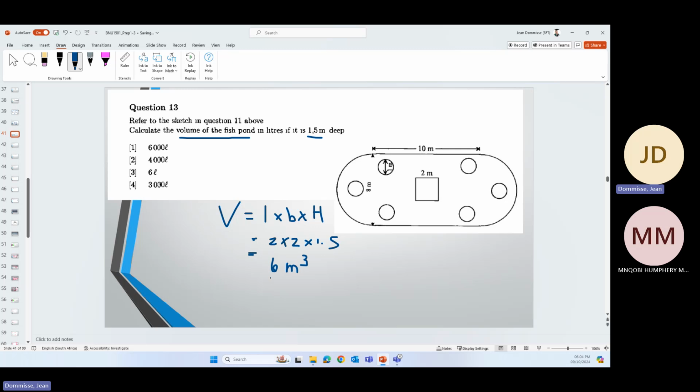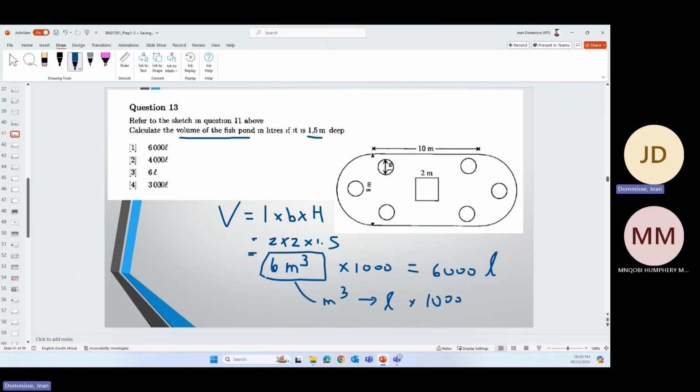Okay, and basically to convert cubic meters into liters, we need to multiply by 1,000. And that will then give us 6,000 liters that we need to put into the pond. So to convert from cubic meters into liters, we will need to multiply by 1,000.